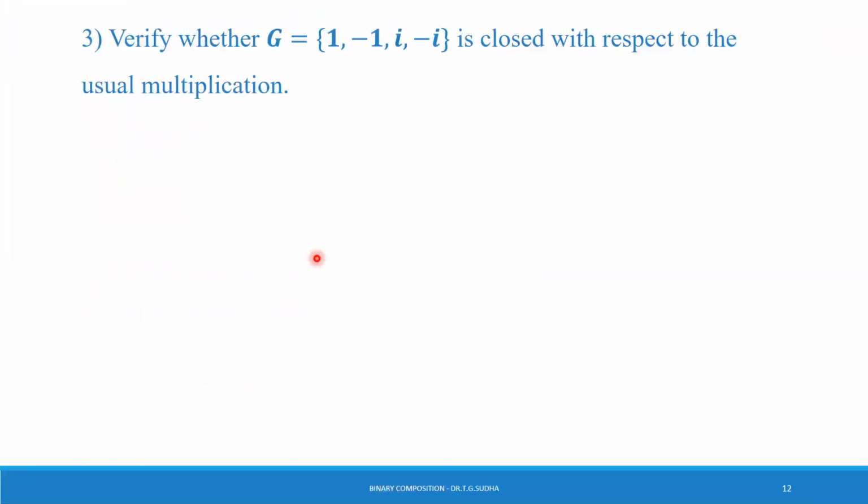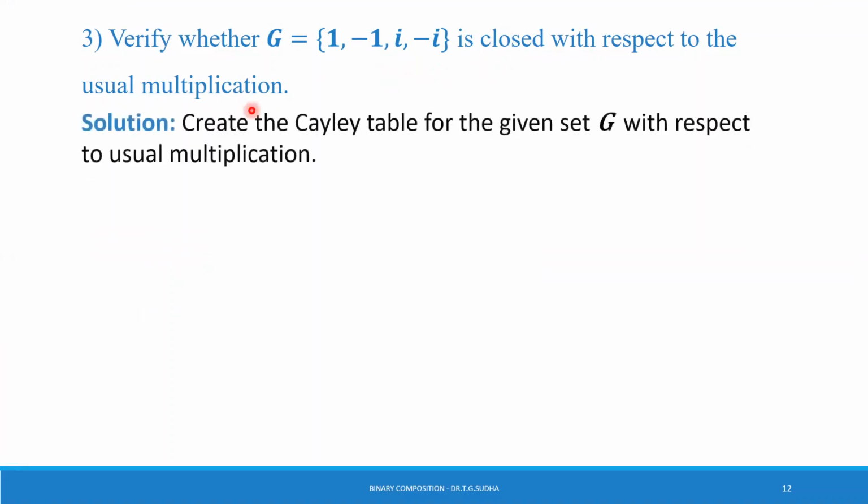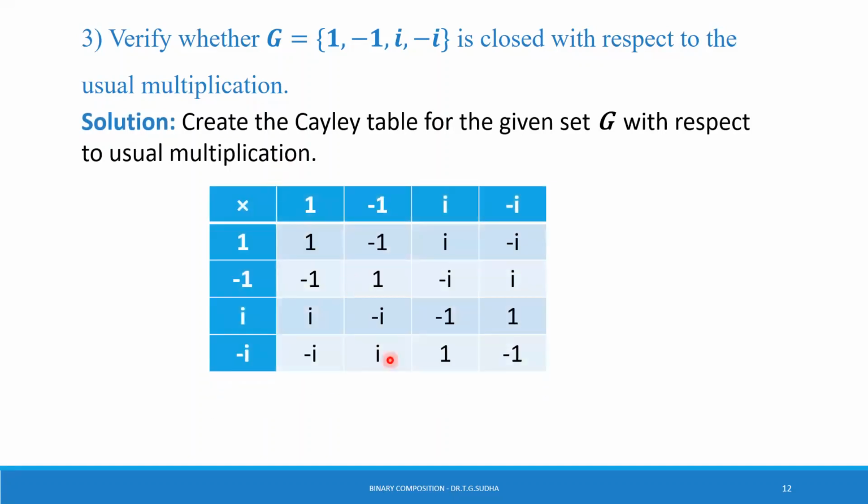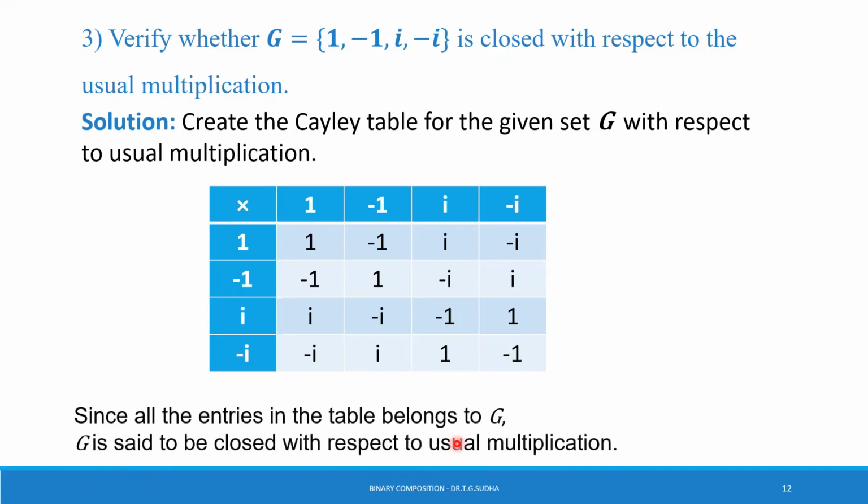Next, let us move on to the third example, wherein it contains all the fourth roots of unity, that is 1, minus 1, i, minus i. And we need to check whether it is closed with respect to usual multiplication. For that, let us create the Cayley table, that is, the composition table. So when we look into the entries, all the entries are nothing but 1, minus 1, i and minus i. Therefore, it is closed with respect to usual multiplication.